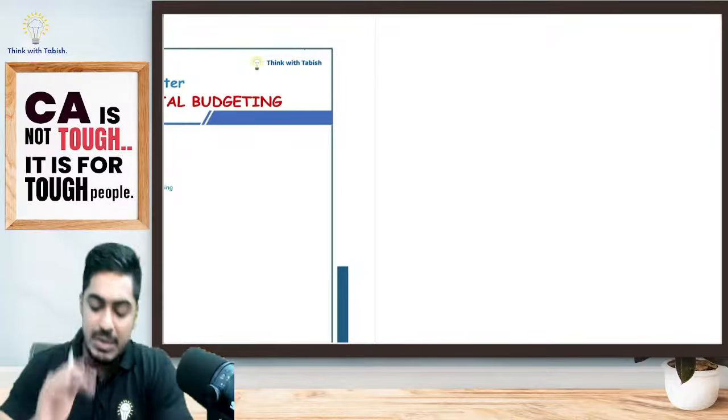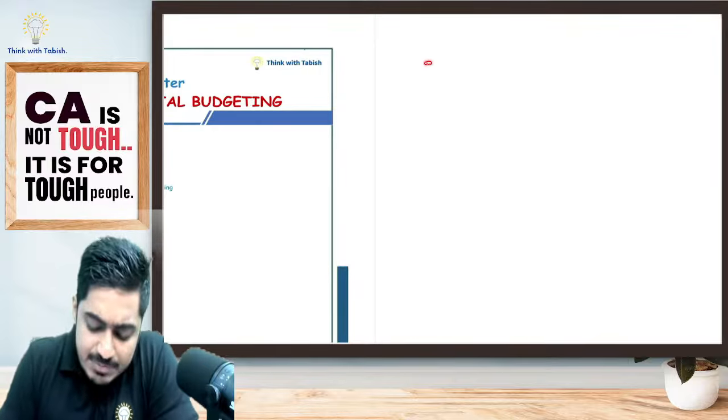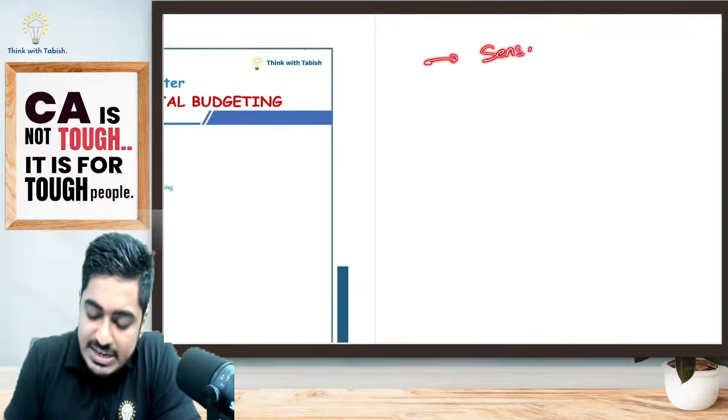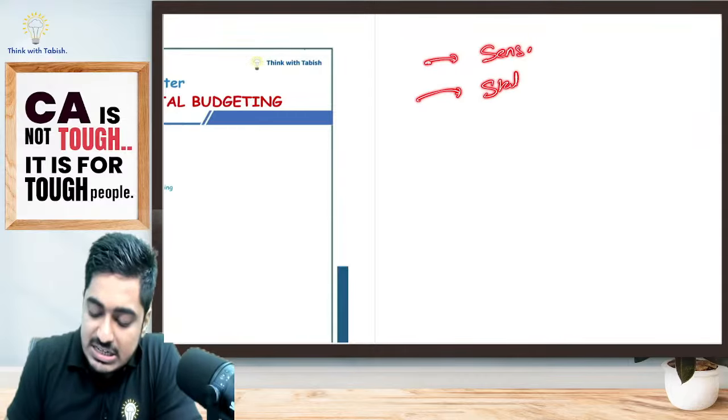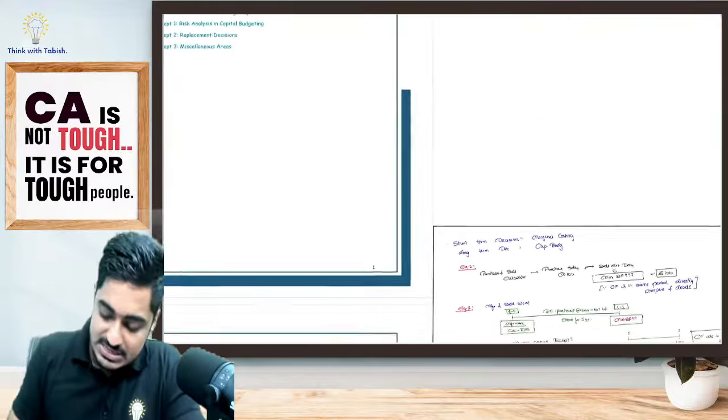Is this clear? The main 3 topics from which, most probably, a question can come in this chapter are: first, sensitivity analysis; second, statistical techniques; third, replacement decisions. We will be doing each of these things. So shall we start, everyone? Yes sir, let us start.